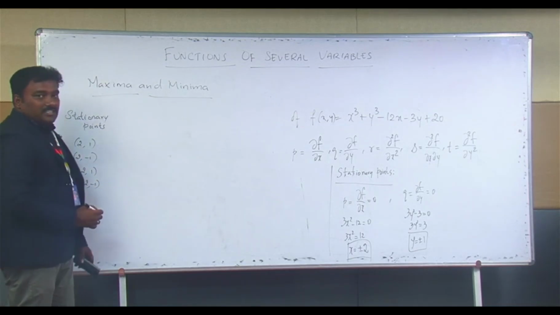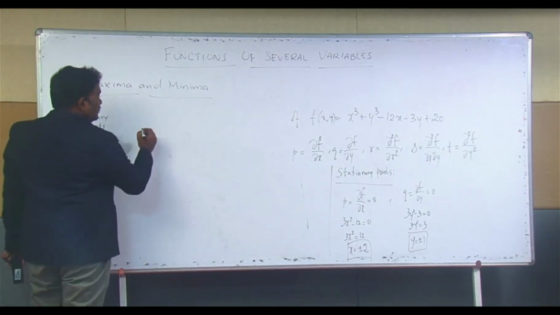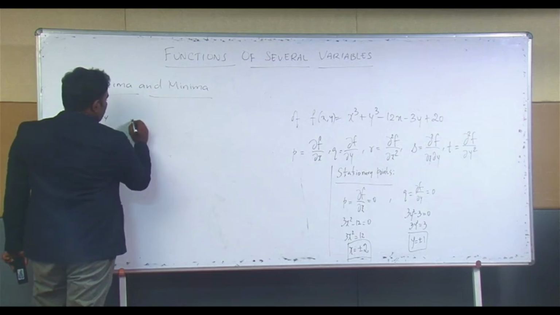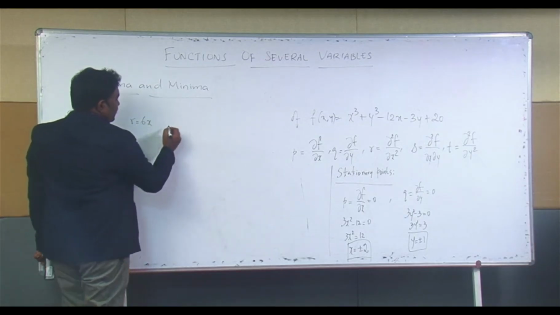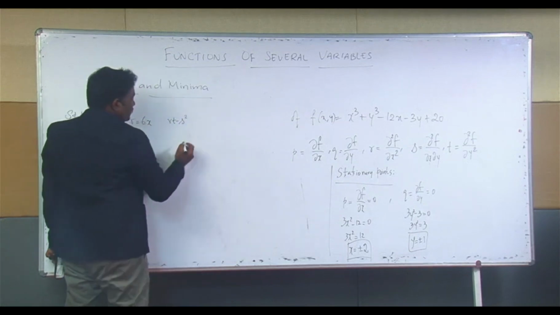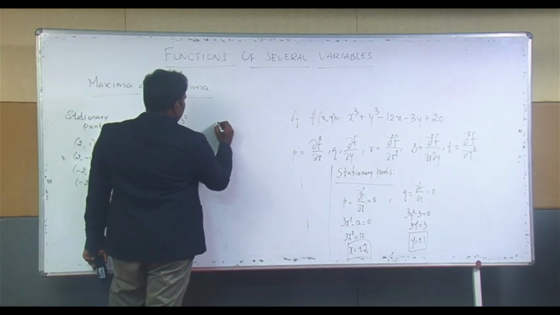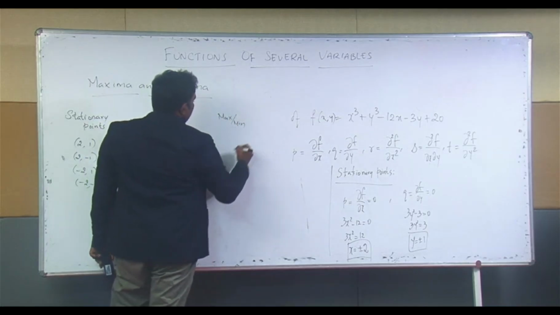Okay. So these are the stationary points we have, and we are going to calculate what is r value for this. So r is already 6x, and we are going to find out what is rt minus s square also. Then we find the maximum or minimum.